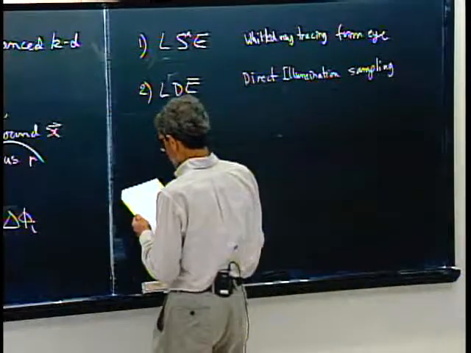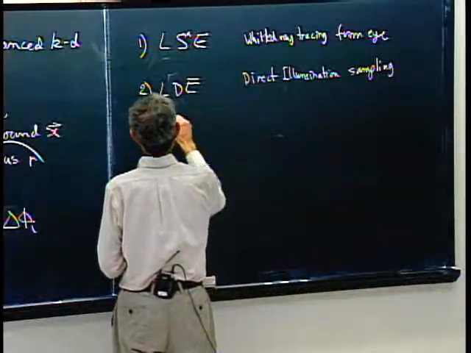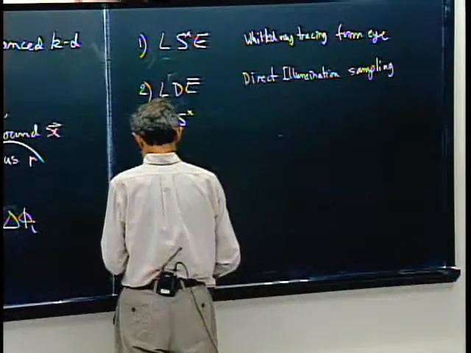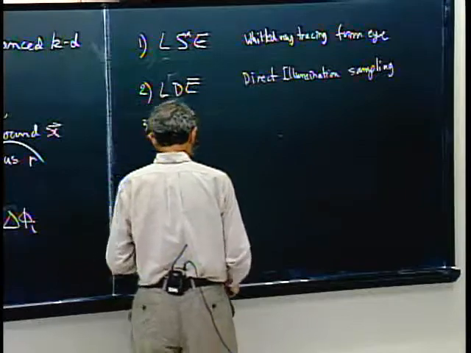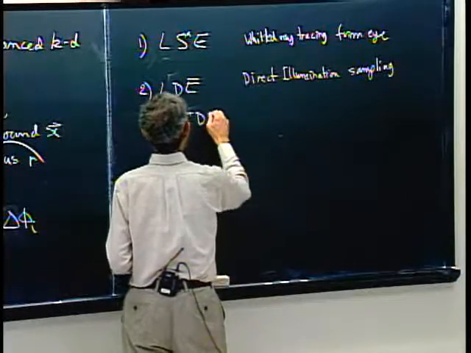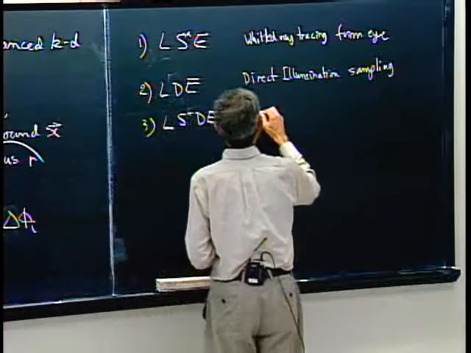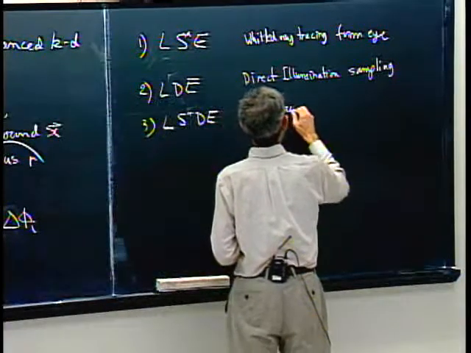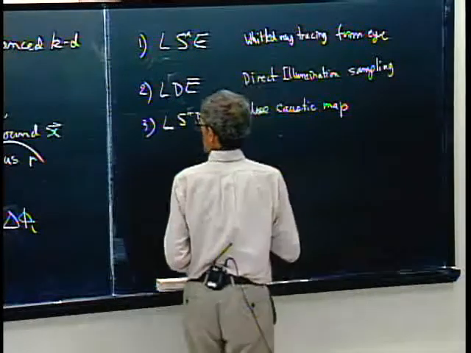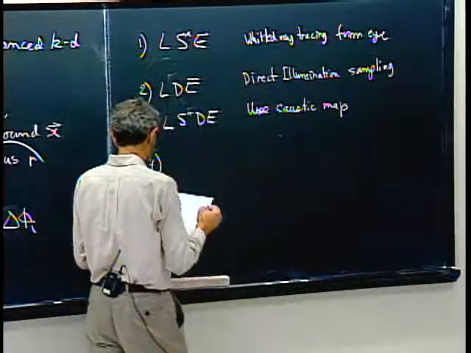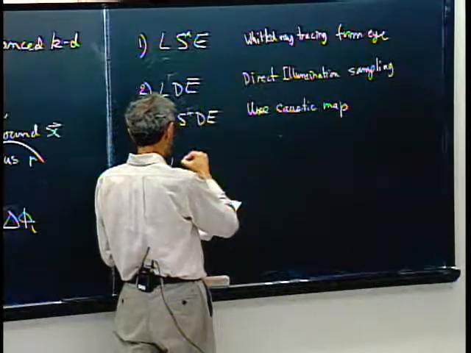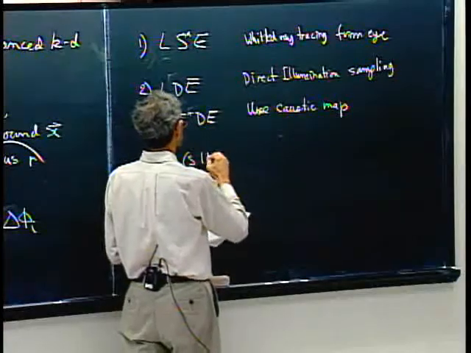Okay, and now 3, LS squared S star, probably it should be S plus, right? Because that's what the caustic map has. Just use caustic map. And 4 is going to be L, S, or D.